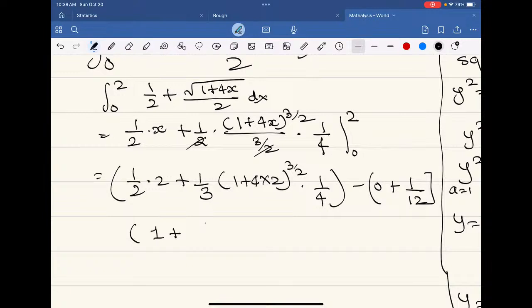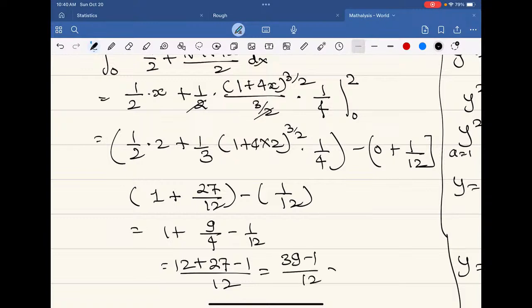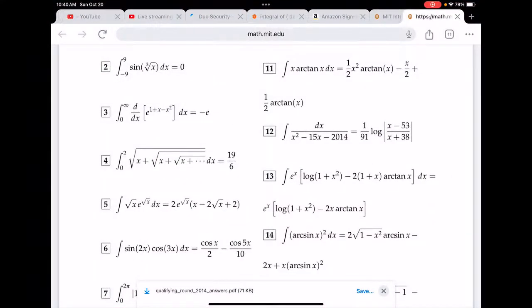That means 27 by 12 minus 1 by 12. Again, that is 1 plus 27 by 12. It again means 9 by 4, right? Minus 1 by 12. Now that will be 12 plus 27 minus 1, which is 39 minus 1 by 12, which is 38 by 12, which is 19 by 6. I think this is the answer. 19 by 6. Yeah, that's the answer.